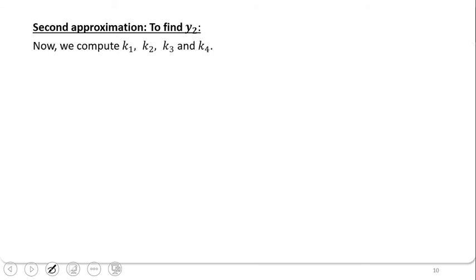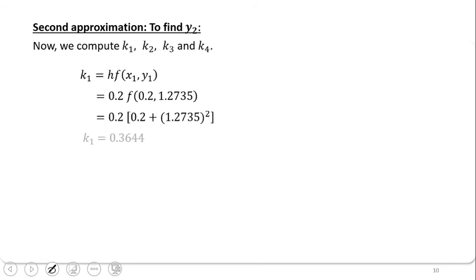Now let us find the value of y2. To get y2, first we will find the values of k1, k2, k3 and k4. Here k1, k2, k3 and k4 will be in terms of x1 and y1. So the formula for k1 is h times f of x1 comma y1. Now substitute the values of h, x1, y1 here. Then it is 0.2 times f of 0.2 comma 1.2735. If we simplify this, it will be 0.3644 corrected to 4 decimal places.